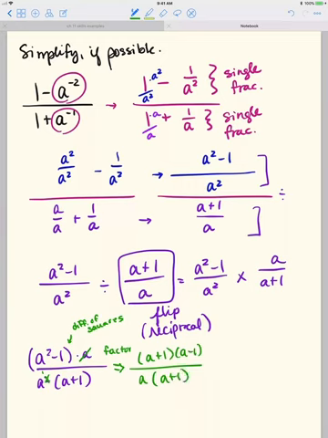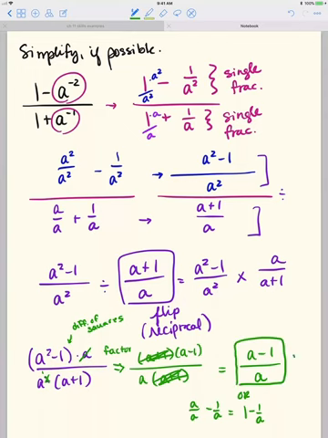So now you are welcome to cancel the a plus 1 quantities. And what you're left with is a minus 1 in the numerator over a in the denominator. Now that's a single fraction. I'm not going to say that you don't want to split it up, but you cannot cancel the a's here. If you split it up and do a over a minus 1 over a, you would be left with 1 minus 1 over a, which I think the a minus 1 over a is a better way to express the final answer for this problem.